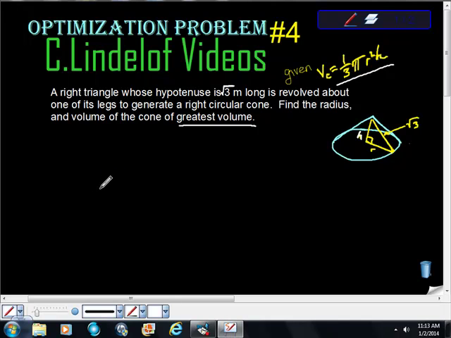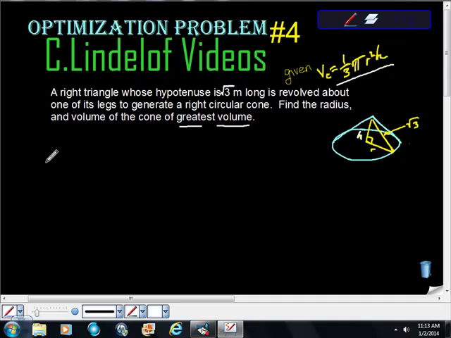Remember, the first thing we need to think about when we're doing an optimization problem is that we need two equations. We need a secondary equation and a primary equation. The primary equation will be the equation of the thing that we're supposed to optimize. The words that we look for are greatest, least, minimum, maximum. In this case, we're asked for greatest volume.